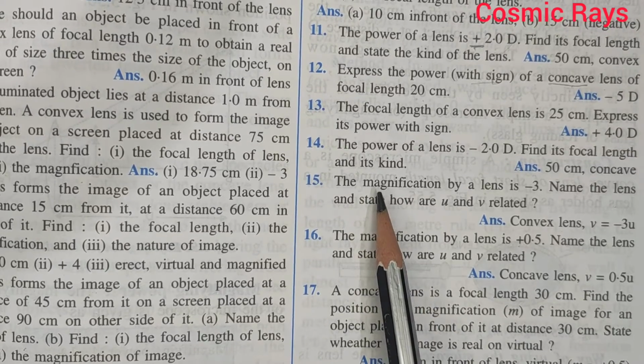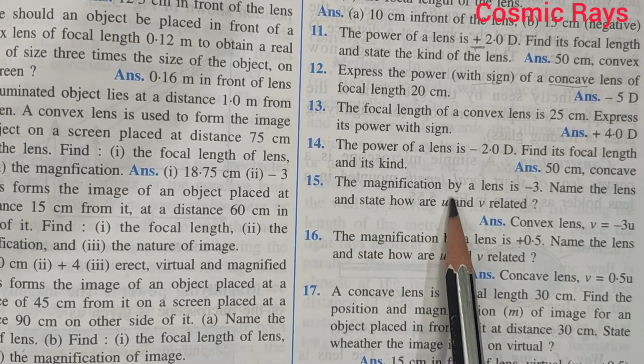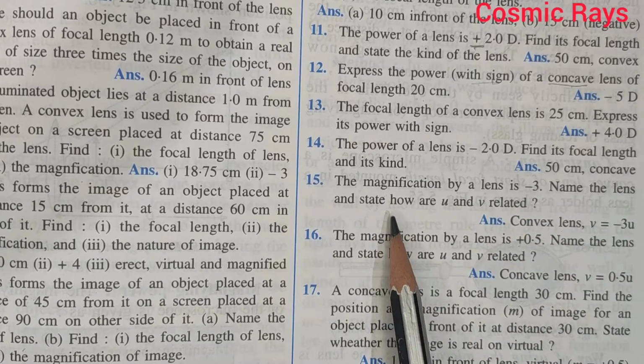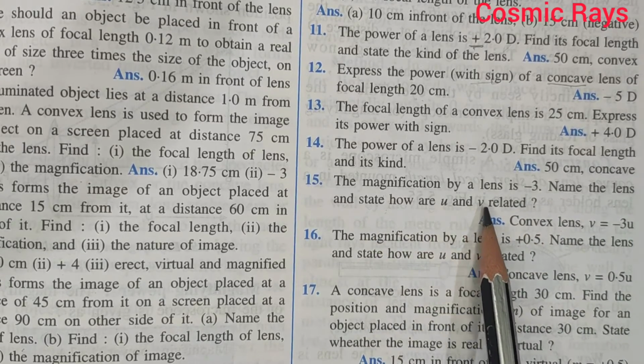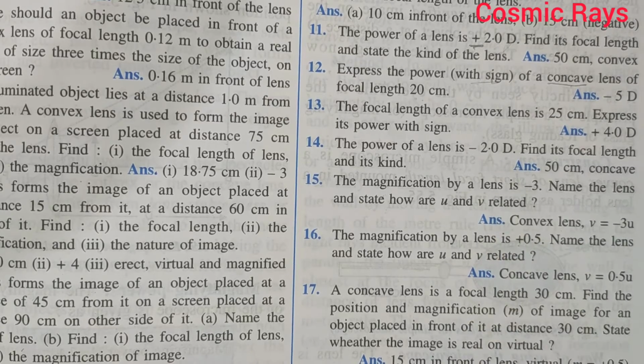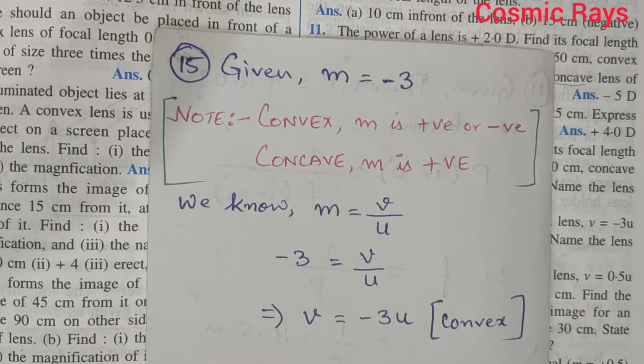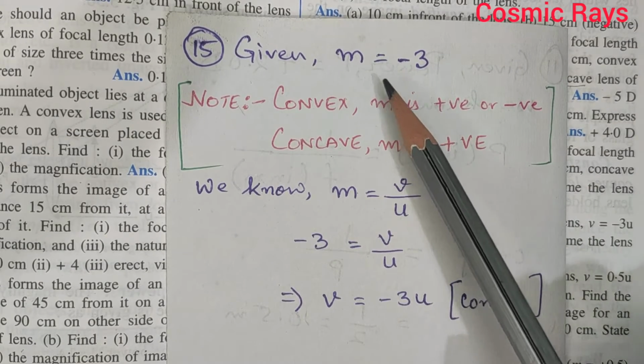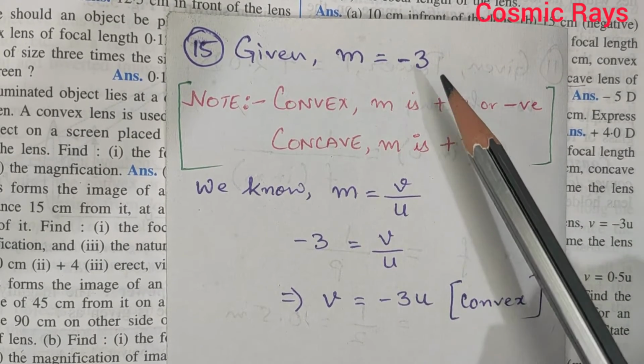It says the magnification by a lens is minus 3. Name the lens and state how U and V are related. So here you can check, we have written the given things. Given that the magnification is minus 3.